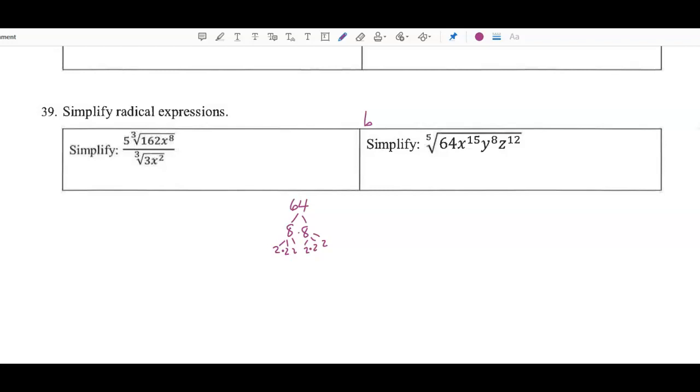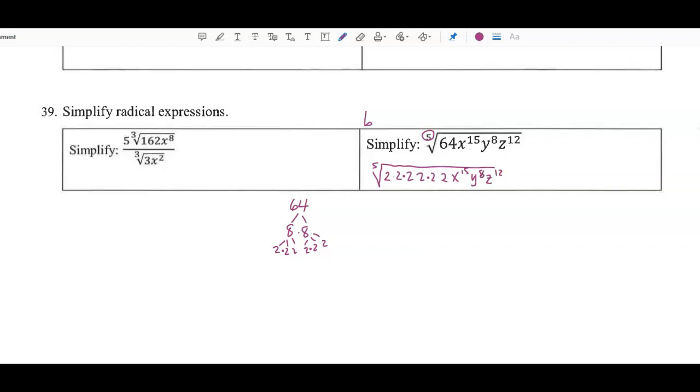All right, so now, but notice that this is a 5th root. So be careful on that with the test. Make sure you notice what kind of root is being shown there. So I'm going to rewrite this out again. So I've got the 5th root of 2 times 2 times 2 times 2 times 2 times 2. There's 6 of them. If you want to write those all out, you can, but I'm going to take the shortcut on this when I'm doing these.